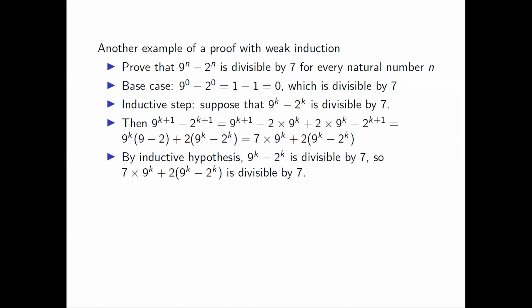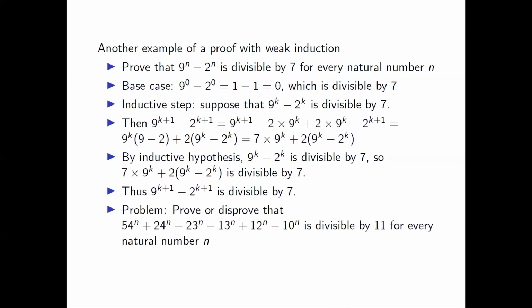Our inductive hypothesis was that 9 to the k minus 2 to the k is divisible by 7. So that tells us that 7 times 9 to the k plus 2 times 9 to the k minus 2 to the k must also be divisible by 7. And since that's equal to 9 to the k plus 1 minus 2 to the k plus 1, we can conclude that 9 to the k plus 1 minus 2 to the k plus 1 is divisible by 7. That completes our induction proof for that problem.